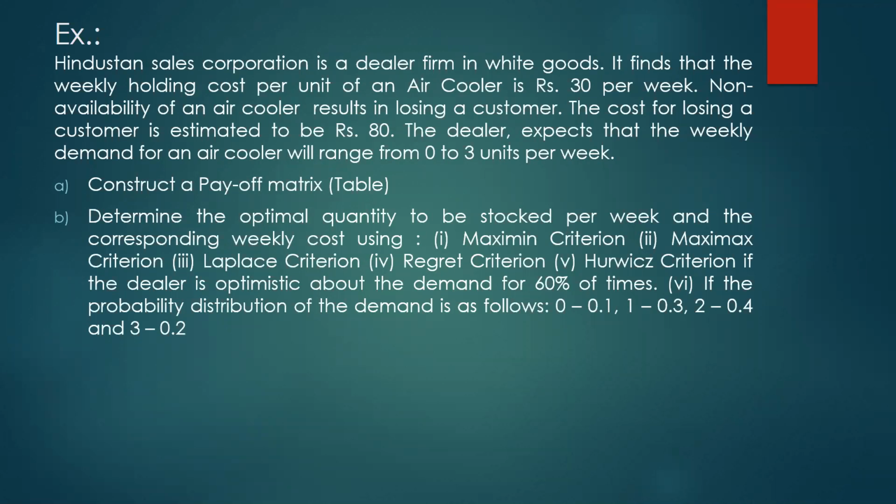Okay, and the demand table is not put in a proper table here. So for demand 0, the probability is 0.1. For 1, it is 0.3. For 2, it is 0.4. And for the demand of 3 units, the probability is given as 0.2. Now, looking at this problem, can you tell me how many possible outcomes are there, or you can call it the state of nature? How many states of nature are there? And how many strategies are there?